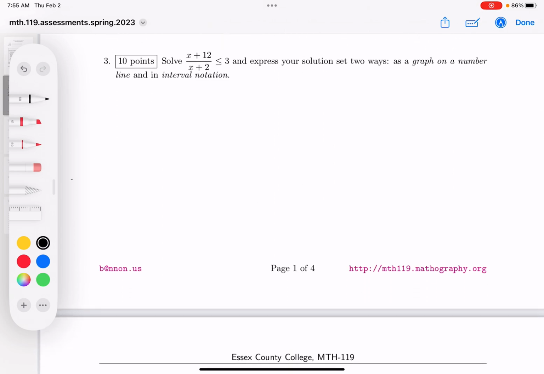And that's a rational inequality. x plus 12 over x plus 2, minus 3. Yes, we have to get it compared to 0. Common denominator is x plus 2. What's the numerator going to be? Well, let's take a look at it. It's going to be x minus 3x, which is minus 2x. And then you get 12 minus 6, which is 6.